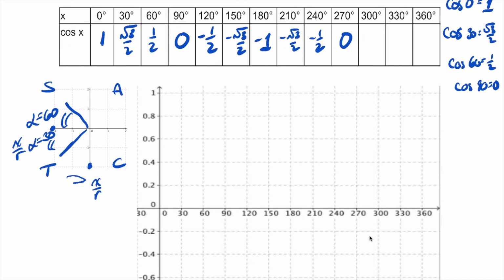And once we get into the fourth quadrant now with 300 degrees, there the reference angle would be 60 degrees.